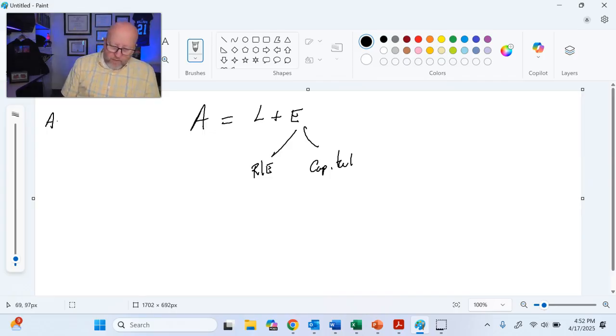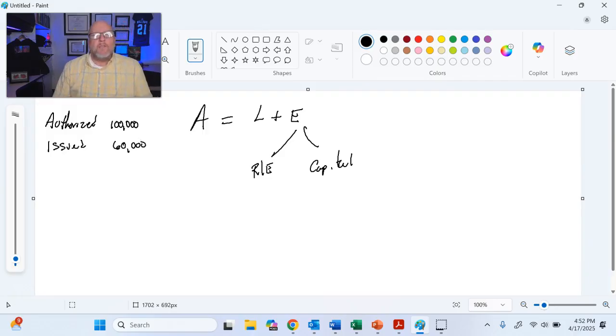So we have authorized stock, and authorized stock is determined by the board of directors. We could just make it up. Maybe the board of directors said we authorized the issuance of 100,000 shares. Then let's say that we issued 60,000 shares. So there's 60,000 shares in the market at the moment.